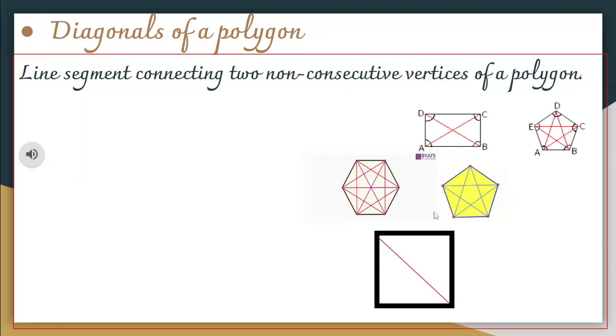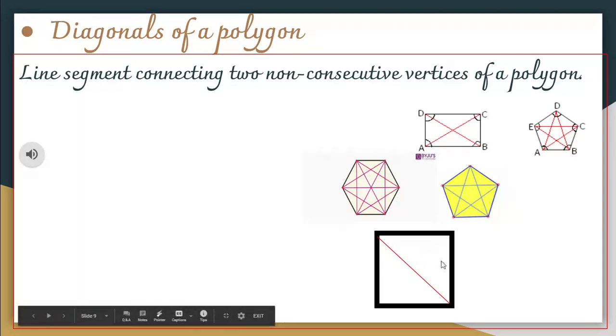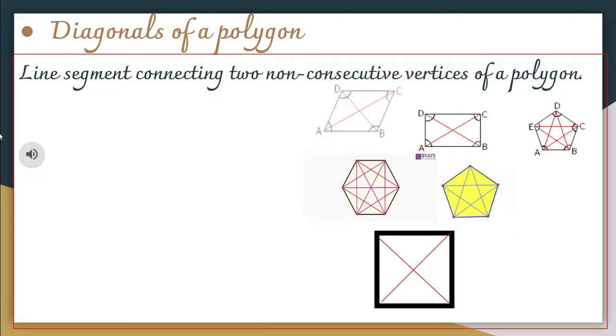Let's look at an example of a square. In a square, you can have two diagonals. So in a square, we have two possible diagonals, right? You cannot have more than two diagonals. Similarly, you can take a parallelogram. Here also you can see that it has two diagonals.